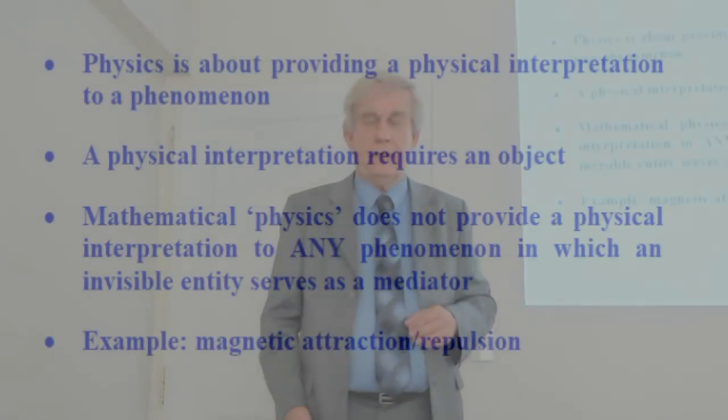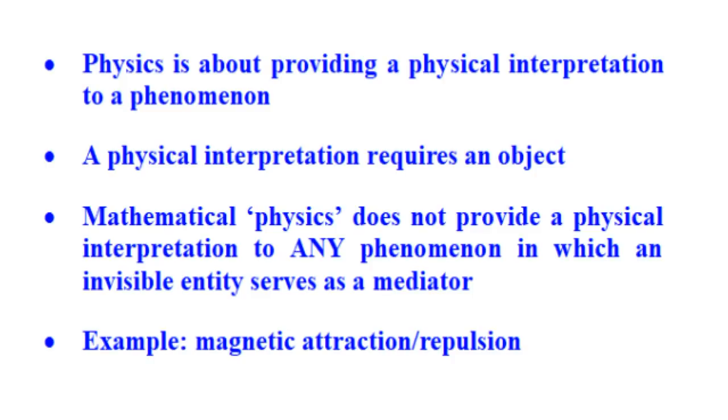And so here we have the physical interpretation. What is it? And this is what I'm going to be covering. I'm saying physics is about providing a physical interpretation to a phenomenon. A physical interpretation requires an object. These are the arguments that I'm going to make. Mathematical physics does not provide physical interpretation to any phenomenon in which an invisible entity serves as a mediator.